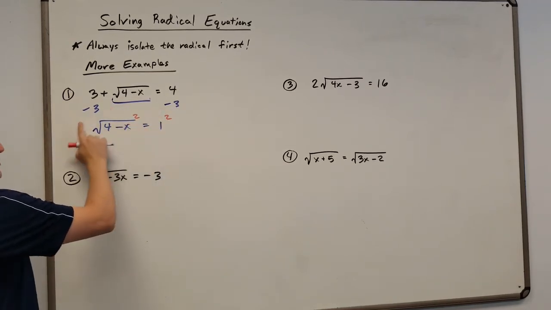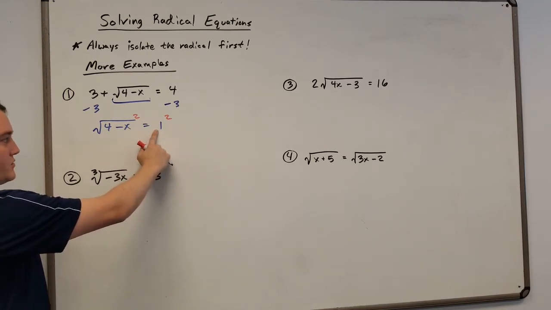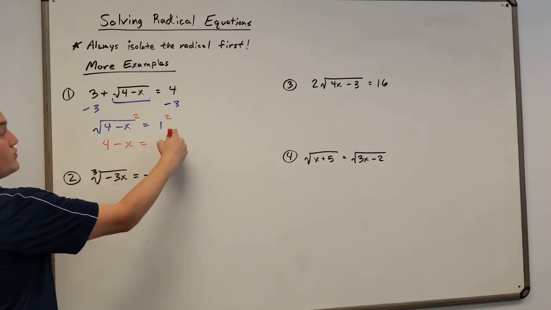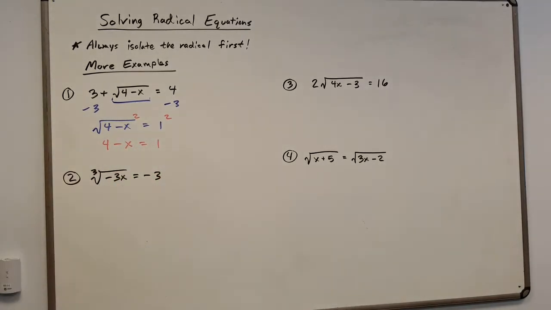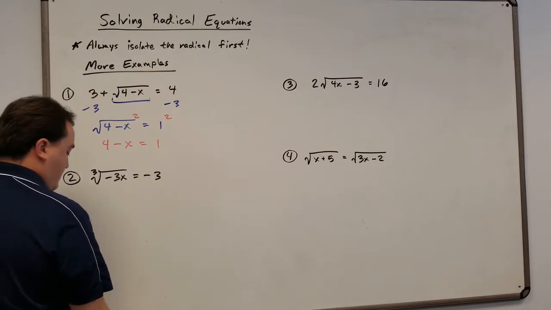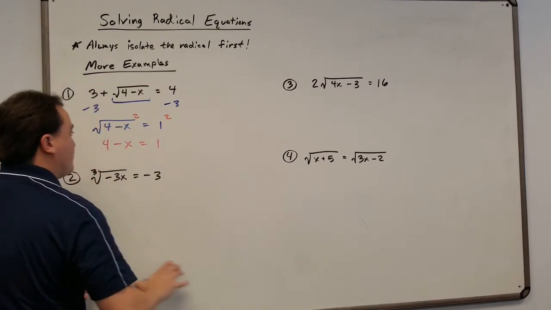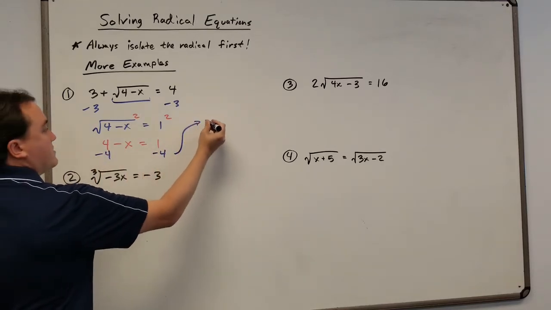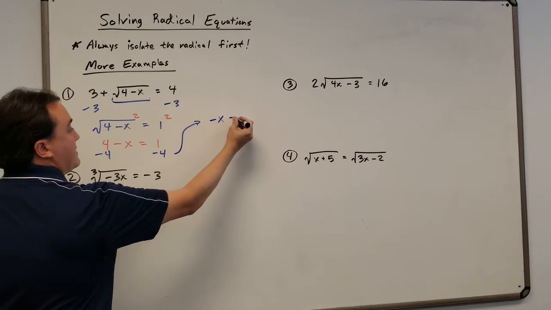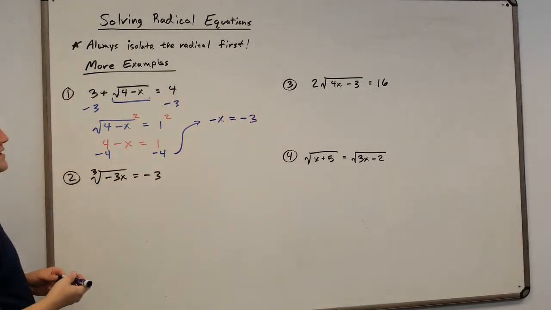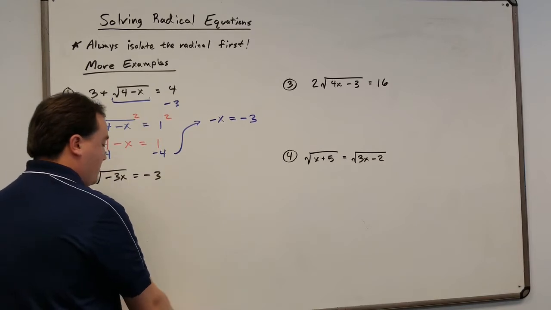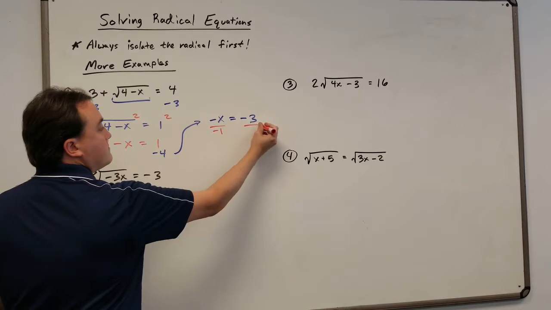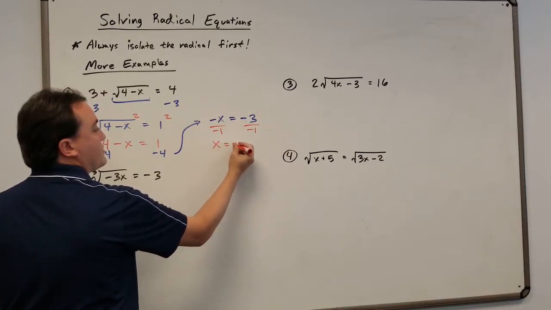Now you could tell if it's no solution here. If this equals a negative number, it's no solution. So we get 4 minus x equals 1 squared, which is still 1. There are a couple of ways we can solve this, but let's subtract 4. So we get negative x equals negative 3, and then just divide both sides by negative 1 and get your answer. So x equals positive 3.